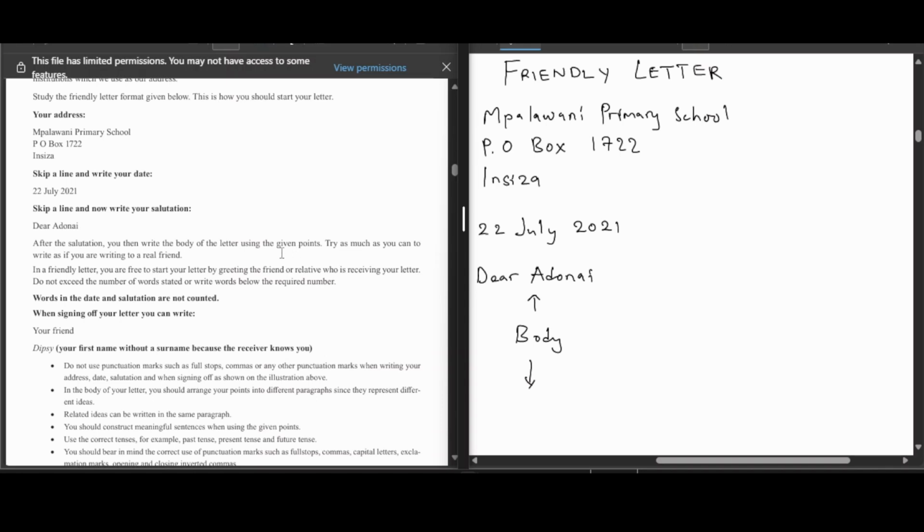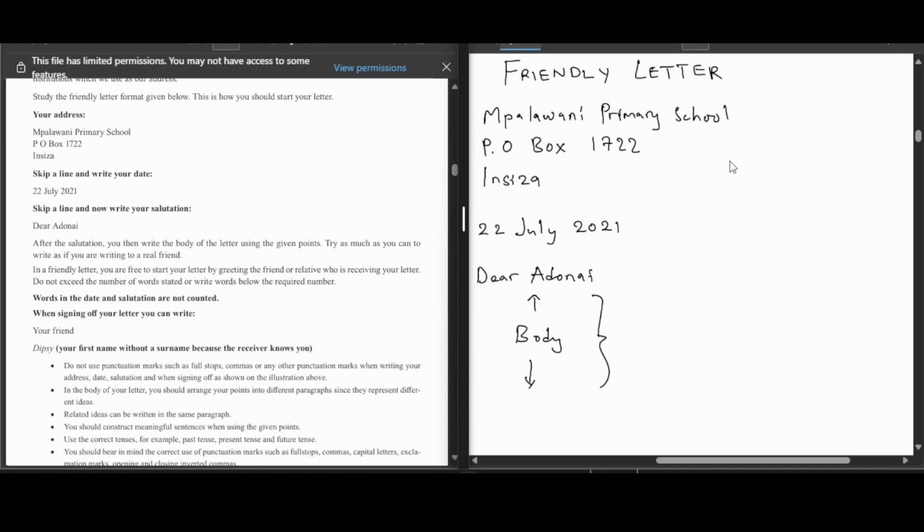Do not extend the number of words stated or write words below the required number. So for a letter we are going to have, they are going to tell us the number of words we should have inside our letter. You have to stick to that number. Words in the date and salutation are not counted. So the word count only counts the words inside the body. We don't count the words inside the address.